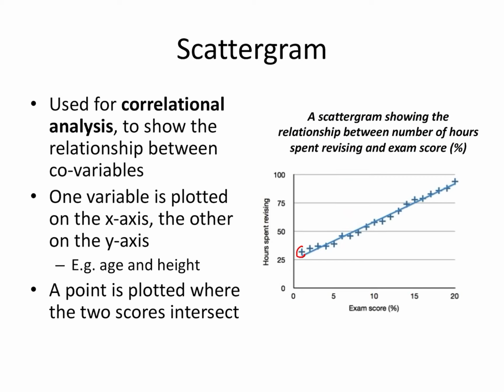If we have a look here, each of these crosses signifies one student. So we can see that this student here, their exam score, not so great. So they're looking at perhaps 1 or 2% here. The number of total hours they spent revising was 26. So each of these is the intersection of those 2 points.